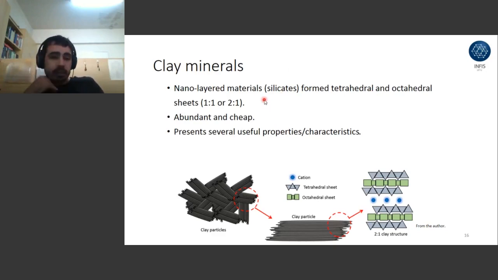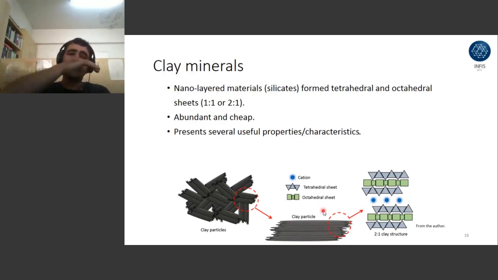Clay minerals are abundant around the earth, and you can find different types. They are classified in different families. We have families composed of clay minerals that are formed by one tetrahedral and one octahedral sheet, which are called 1-to-1, or 2-to-1, which is this kind here, composed of one octahedral and two tetrahedral sheets. Depending on the composition of these sheets, the clay layers might present a negative surface charge. In this case, cations are also found together with these clay minerals, which compensate this charge. Due to that, the clay layers in this case tend to aggregate, forming some kind of particles, which are like a deck of cards, more or less.